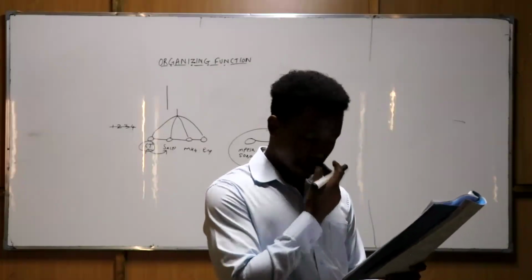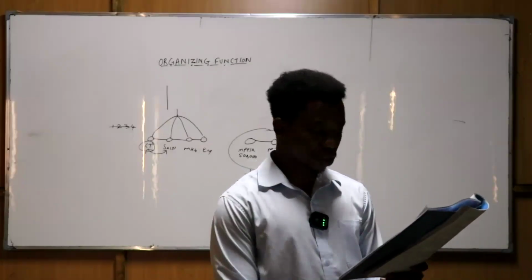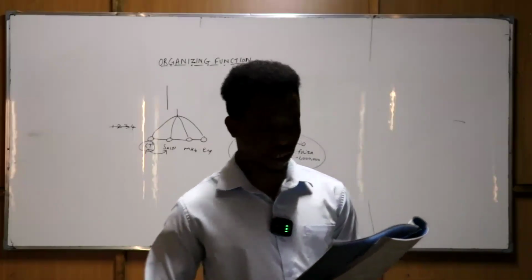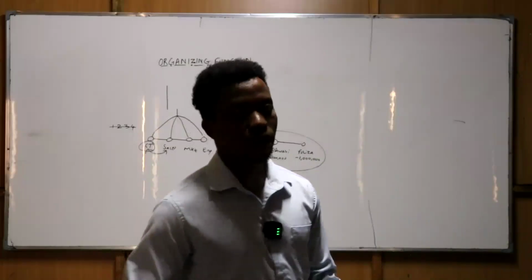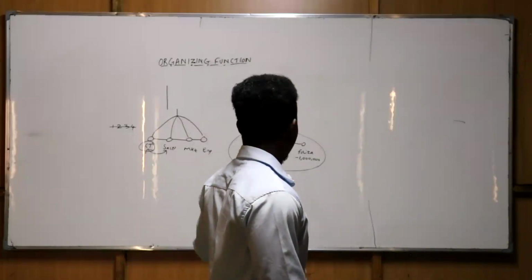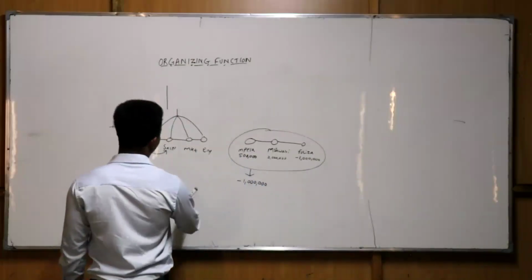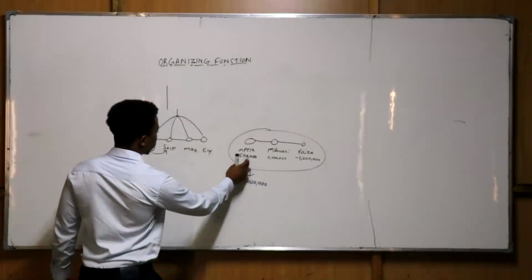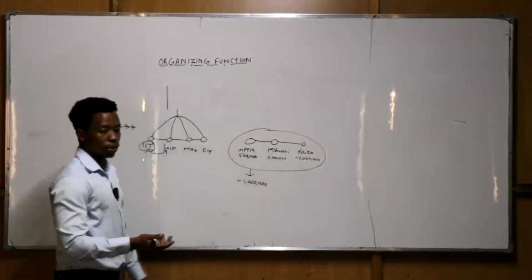Then we have some advantages of the matrix structure. So resources are utilized efficiently, that is one. The firm enjoys the dual benefits of product and functional, because you said they are combining. So matrix is like, now instead of having these two, you have these two as one department.